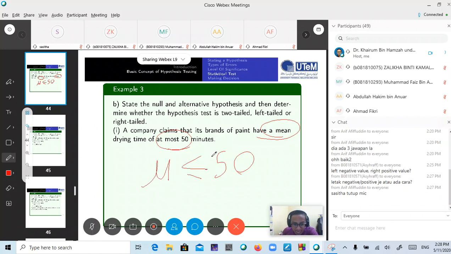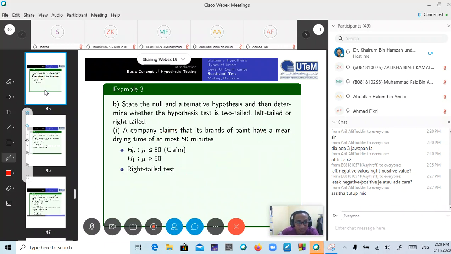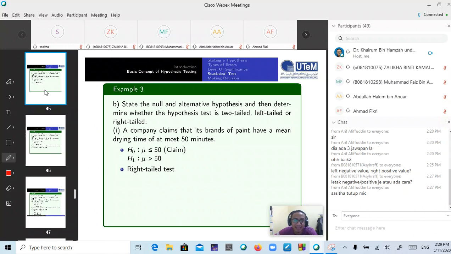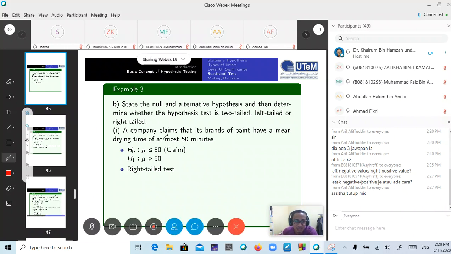So we know that when it has an equal sign, it is put at H0, not the sign here. And this one is your claim. So automatically your H1 becomes mu greater than 50. Since this one is at most, less than or equal, your H1 becomes greater than 50. Since H1 is greater than 50, it becomes a right tail test.